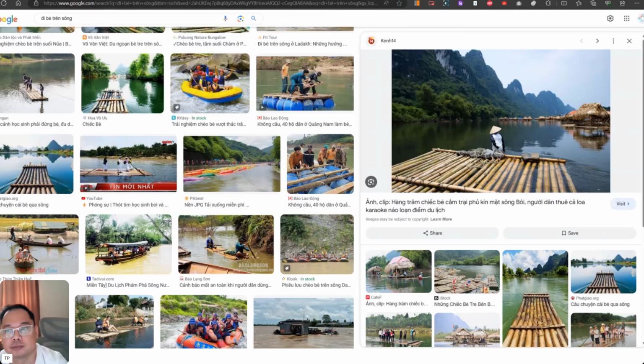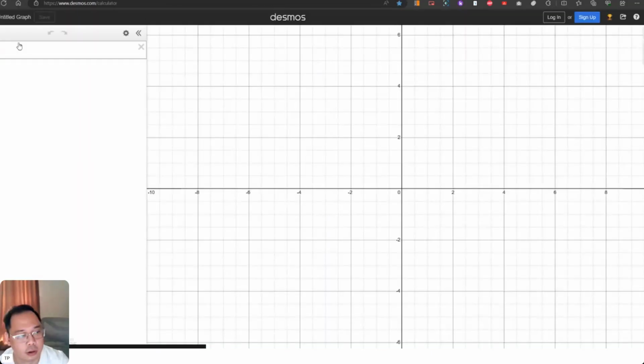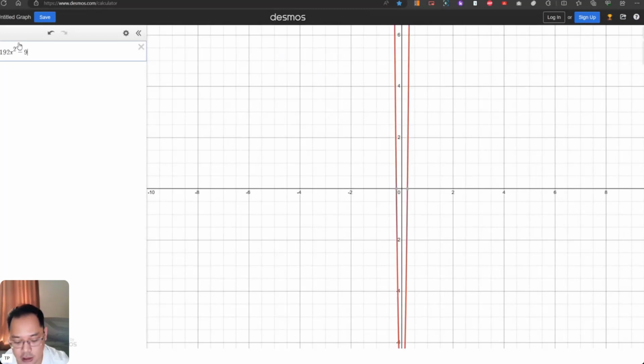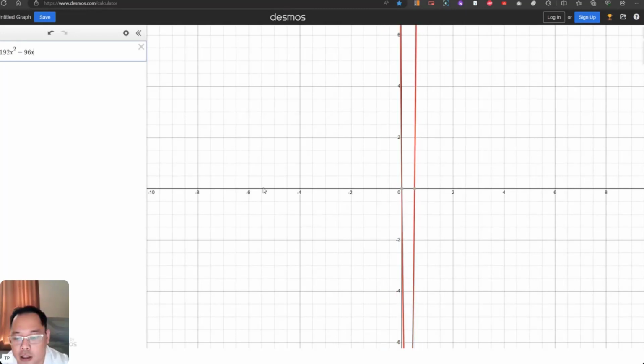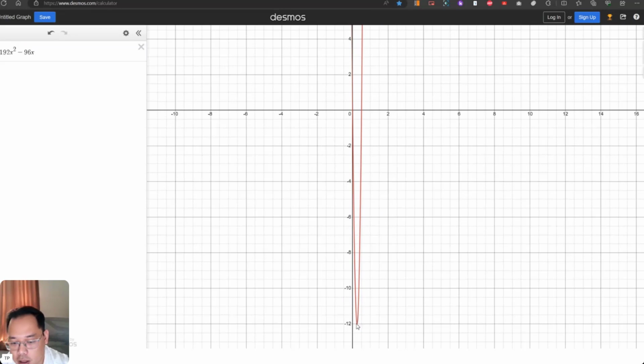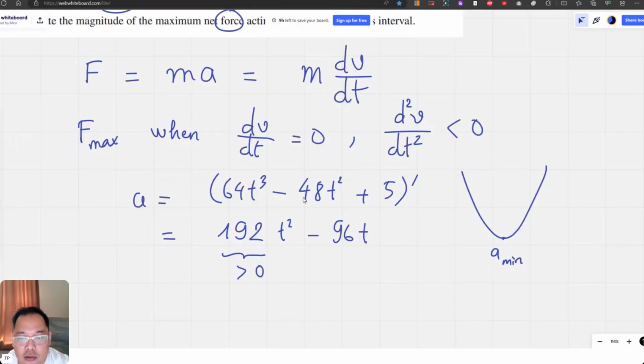Just note 192 t squared minus 96 t. This is the minimum acceleration, and the minimum value is when the time is 0.25. Yes. We do not have maximum acceleration, or the maximum acceleration is when the time is 0.5 in the given domain.